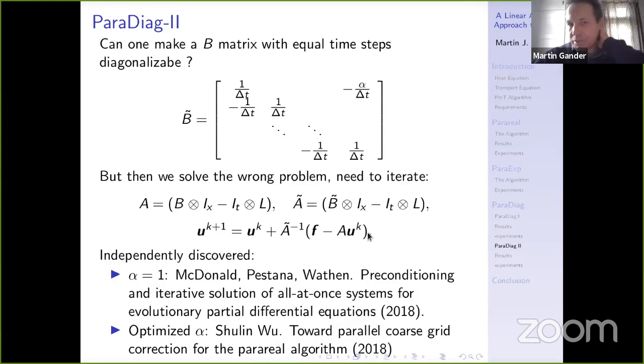This was discovered in the group of Andy Wathen with alpha equals 1, and they directly posed this as a preconditioner for GMRES in 2018. And it was discovered at the PDE level by Shulin Wu, who introduced the alpha. And at the PDE level, this looks like a head-tail coupling condition, because somehow your initial condition is coupled to your tail end value of the problem. So it's called a head-tail coupling condition.